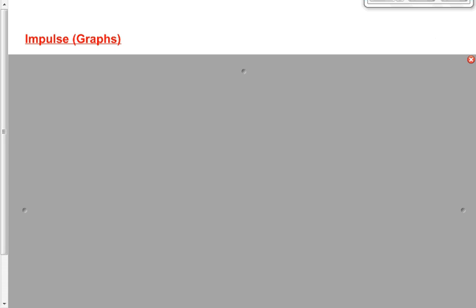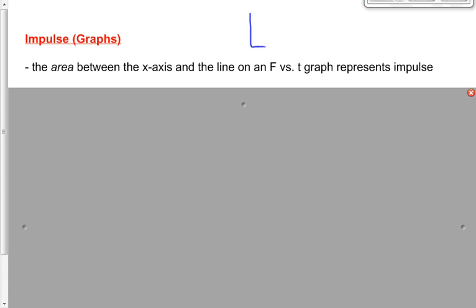The last bit of impulse that we're going to talk about relates to graphs. The impulse graphs that we're going to look at are actually force versus time graphs. Force on the y-axis and time on the x-axis. In fact, every time you see one of these graphs, a force versus time graph, I want you to think impulse.